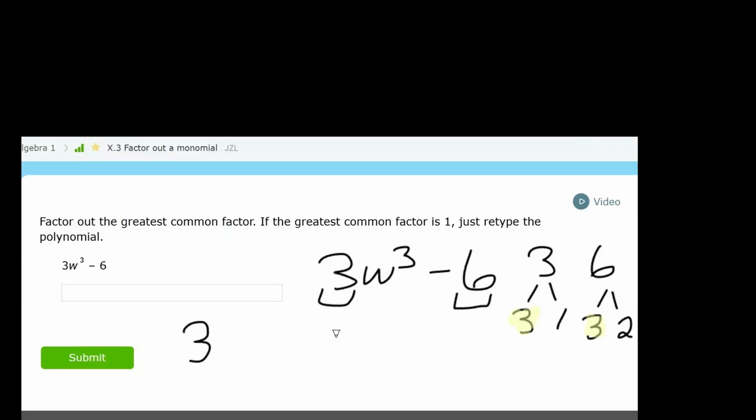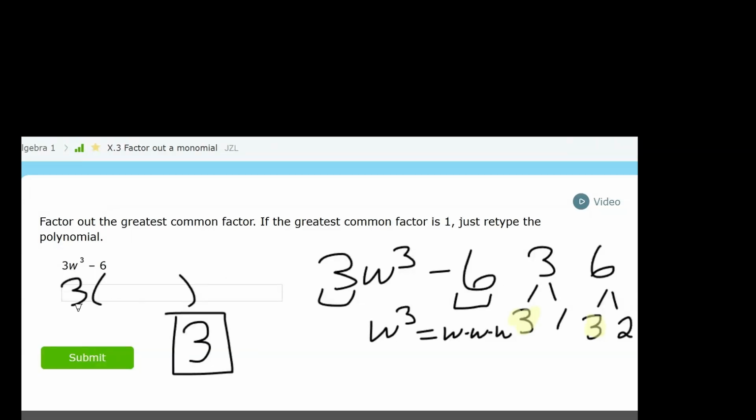Let's look at the variable component now. Well, 3w to the third power has w to the third power, and that's the same thing as w times w times w. Well, how many w's does the minus 6 have? None. So do they have any w's in common? No. So our greatest common factor is just 3. So we're going to kick that out in the front and then write our parentheses.